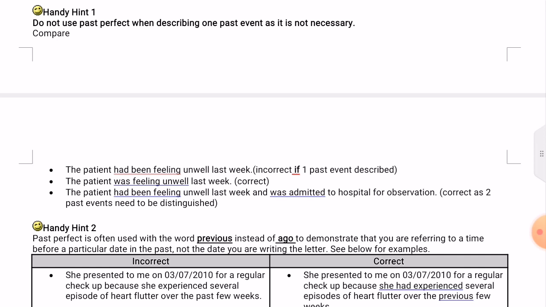Let's compare. Incorrect: the patient had been feeling unwell last week. It is incorrect because only one past event is described. Correct: the patient had been feeling unwell last week and was admitted to hospital for observation. Correct, as two past events need to be distinguished.